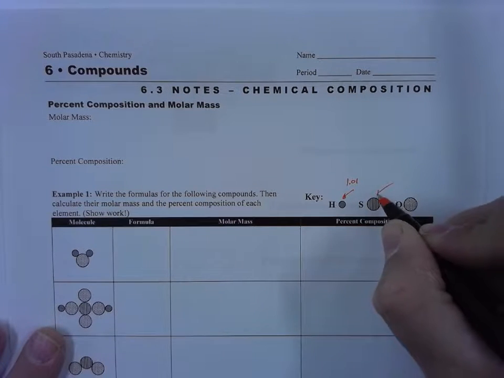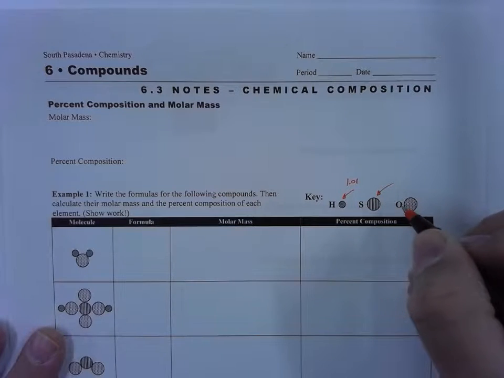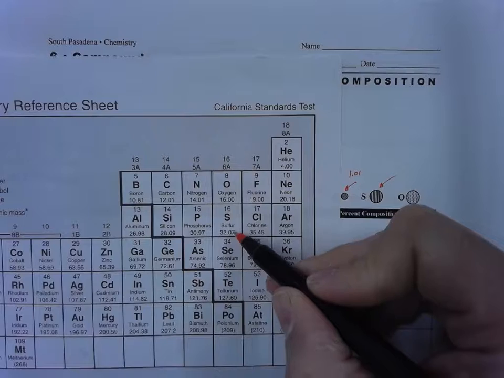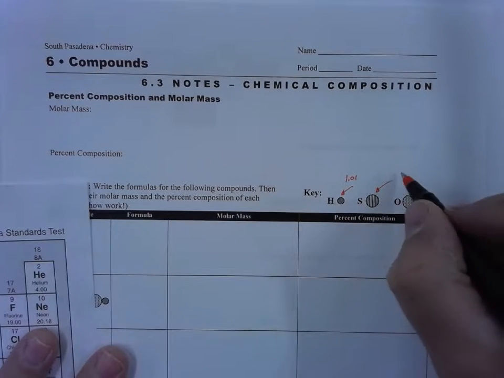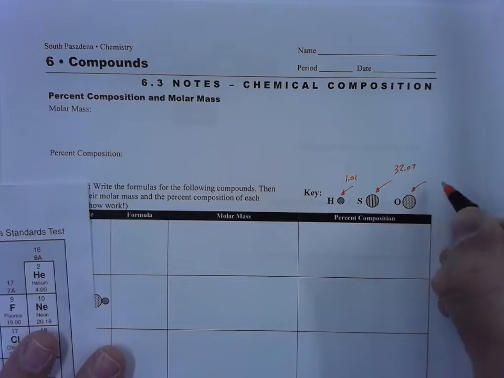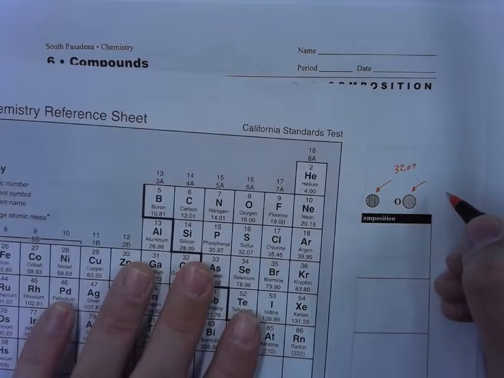Sulfur has a weight of 32.07. And oxygen has a weight of 16.00.